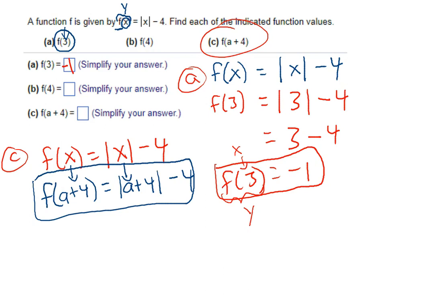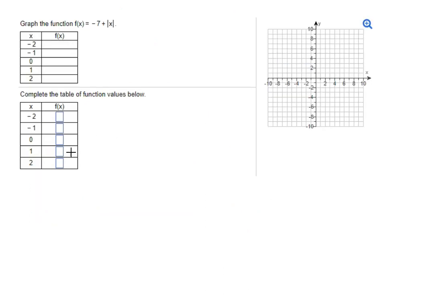All right, let's take a look at the next problem. Graph the function f of x equals negative 7 plus absolute value of x. So we have f of x equals negative 7 plus the absolute value of x. I want to write that out so that I can remind you again that this function notation is just the y variable. So it's y equals negative 7 plus absolute value of x.